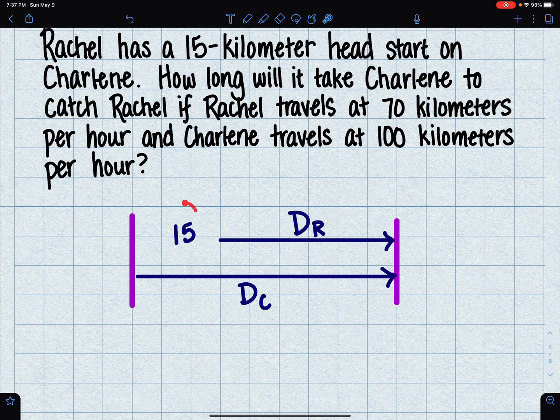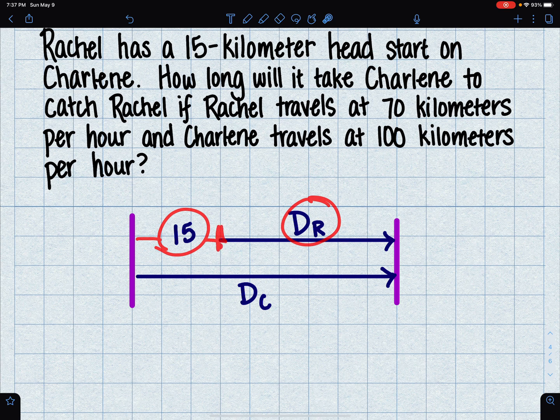And it gives you this distance. So when we draw a picture like this, we're talking about distances. We can't just put in a rate, but you can put in a rate times time because that's the same as distance. Okay, so Rachel, she has a 15-kilometer head start. So she goes this distance and then Charlene starts running.